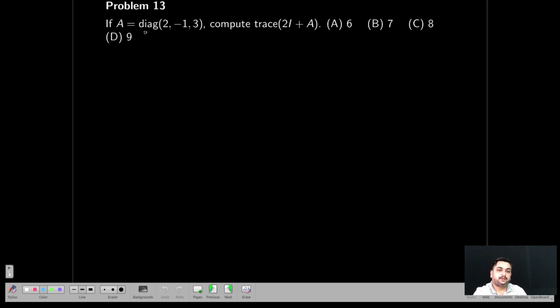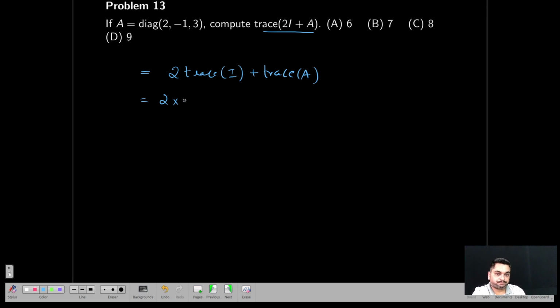Next, a diagonal matrix is given: 2, minus 1, 3. Compute trace of 2I plus A. So using the properties of trace, I can write it as 2 into trace of I plus trace of A. The three elements are on the diagonal, which means A is a 3 cross 3 matrix.